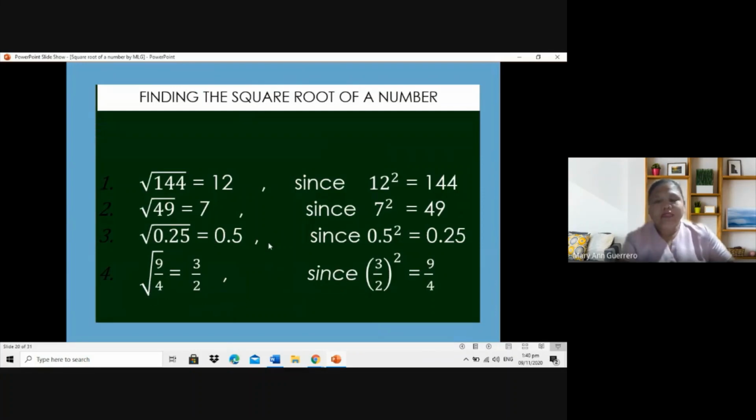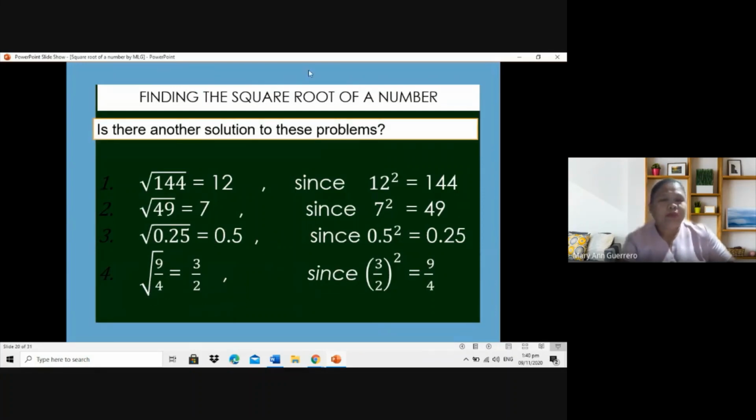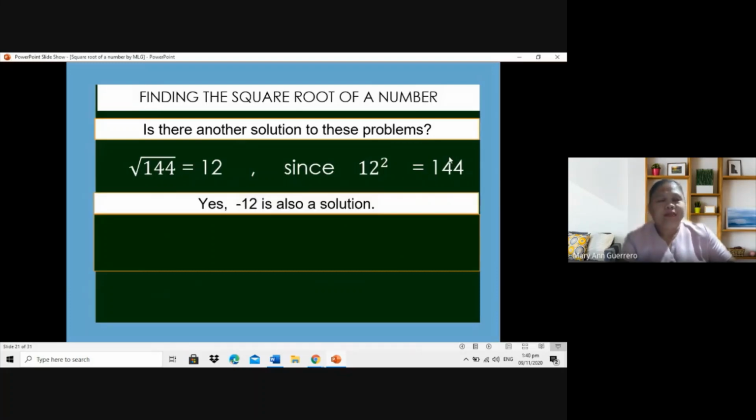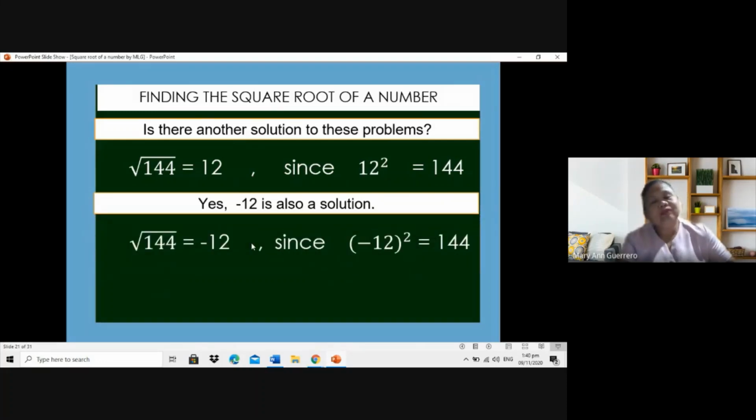Okay. Now, let us have this question. Is there another solution to these problems? Is there other number when you square, the answer is 144? Say number 1 muna. Is there another number aside from 12? When you square, the answer is 144? Yes, there is. Negative 12. Since square of negative 12 is also 144.